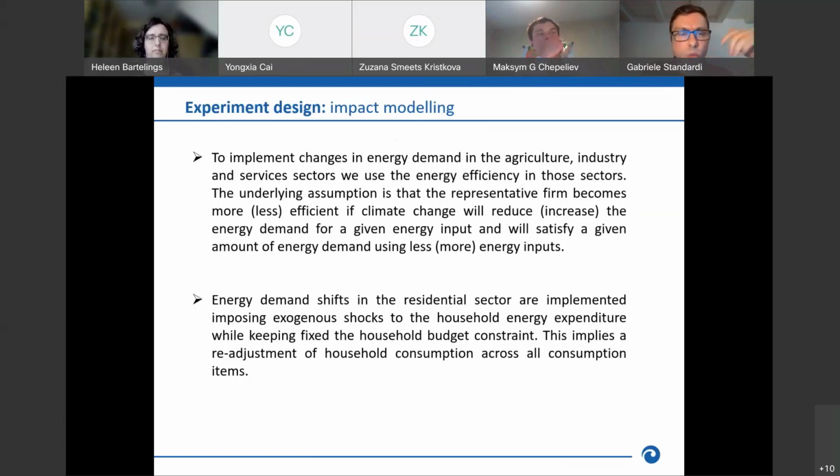Basically, we assume we implement exogenously these shocks, imposing these shifts on the energy expenditure for the representative household, and then we let the model adjust endogenously to calculate the remaining expenditure in the other sectors of the economy, keeping fixed the household budget constraints. But this has not a direct effect on efficiency, like the shocks I was mentioning before. It's a more redistributive effect, which doesn't capture the winner-loser dynamics between regions.